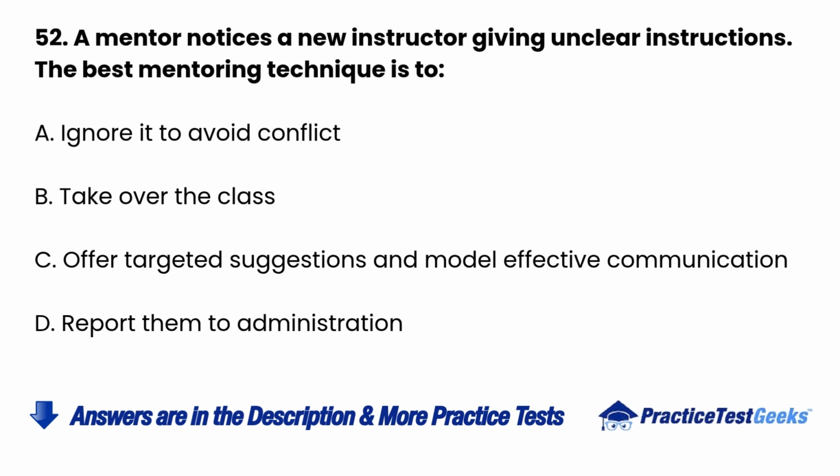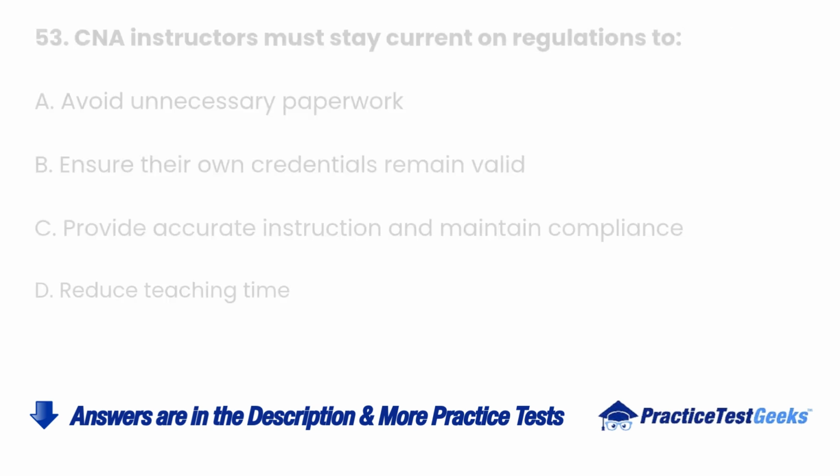52. A mentor notices a new instructor giving unclear instructions. The best mentoring technique is to A. Ignore it to avoid conflict. B. Take over the class. C. Offer targeted suggestions and model effective communication. D. Report them to administration.